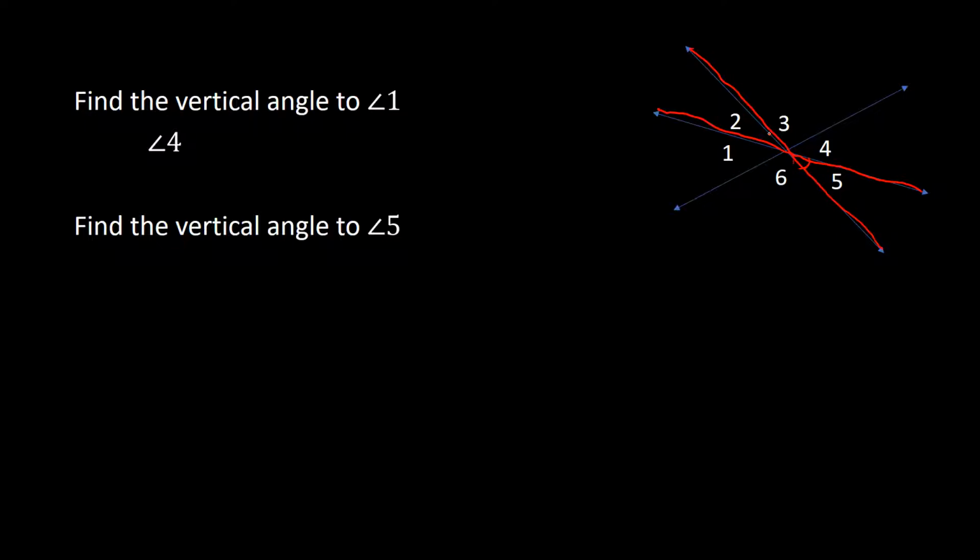Notice the vertical angle would be angle 2. This is the angle that was created by extending the rays. So angle 2 would be the vertical angle to angle 5.